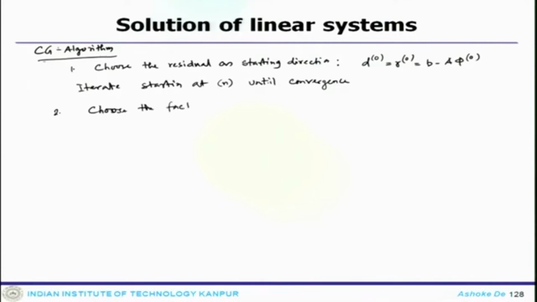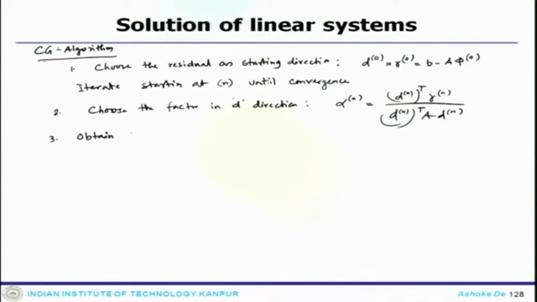So, the next level you choose the factor in d direction, like alpha n equals to dn transpose Rn divided by dn transpose A dn. So, this is the way you choose the factor in d direction. Then you obtain new phi such that phi n plus 1 equals to phi n plus alpha n dn.